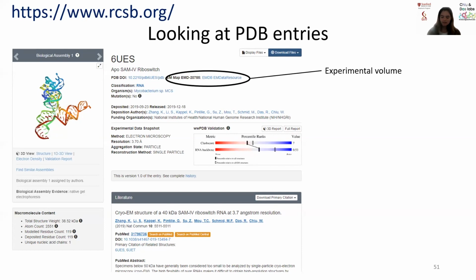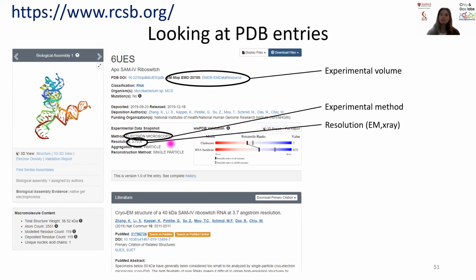And then some other things I just want to briefly point out. If you're interested in looking at what the experimental data looks like, you can often download it directly from files, but sometimes you'll have to go to another database that has that experimental volume. The method is here, so you can know, is it crystallography, is it EM, is it NMR? The resolution is here, and this I think is an important factor, especially if you have multiple structures you could be looking at. You want to tend towards the one with higher resolution.